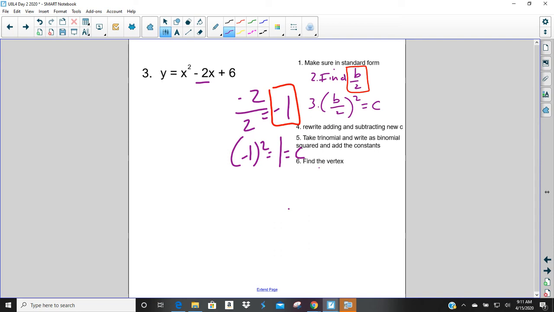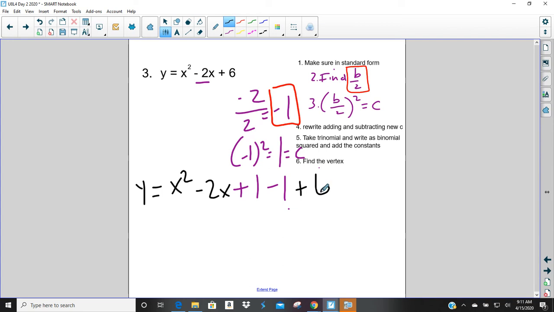So now what's going to happen? I'm going to rewrite my problem. This is step 4, y equals x squared minus 2x. I'm going to write now my +1 and -1. Same number added and subtracted. And then I'm going to be left with my 6, which was my original c term.